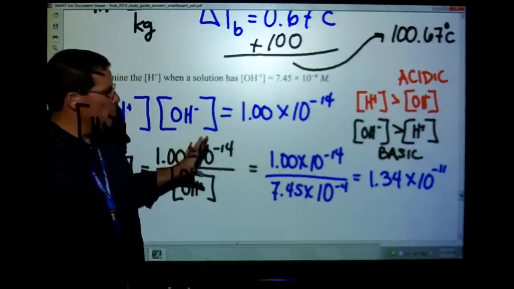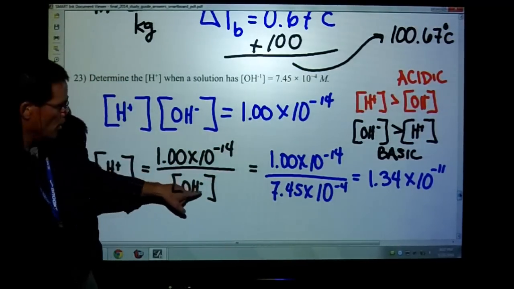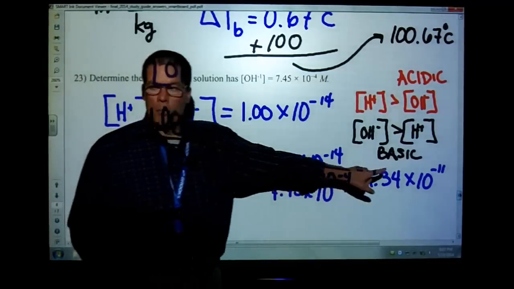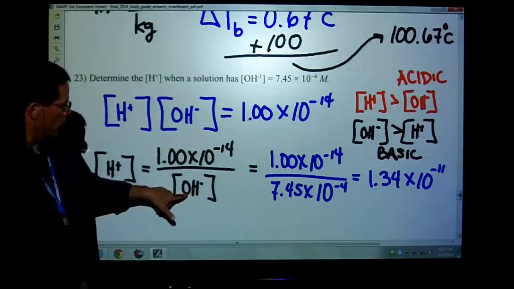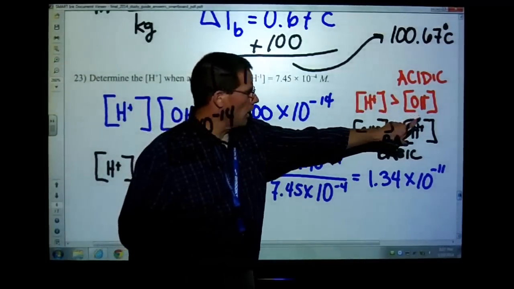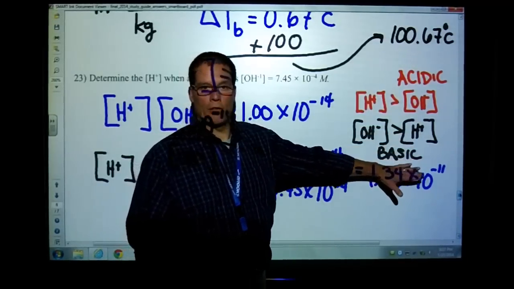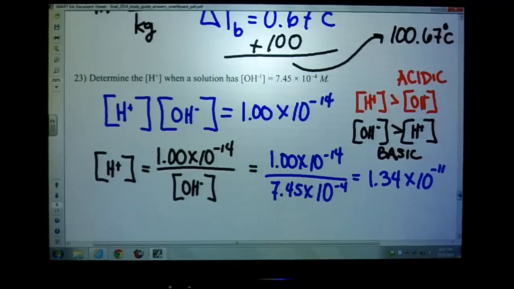So which one's bigger in this case? Is our hydroxide larger than our hydrogen? Our hydroxide is times 10 to the negative 4, that's not too bad. But our hydrogen is times 10 to the negative 11. So in this case, the hydroxide is a greater concentration than our hydrogen, and if I were to ask, this solution is considered to be basic. But I didn't ask.